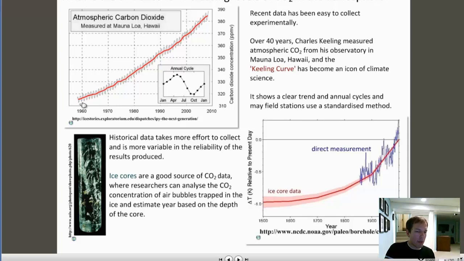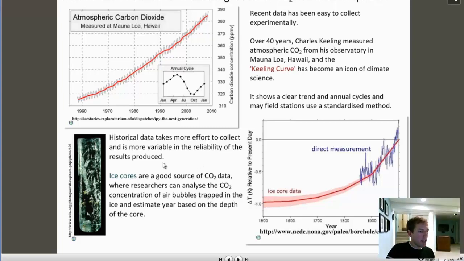But we can look back and see the carbon dioxide levels in the much more distant past. That's because when snow falls in places like Greenland and Antarctica, that snow will trap little bubbles of air. Those little bubbles of air will contain a representative sample of the mixture of gases on the Earth at a given point in time. So we can go and drill into the ice in places where the ice never melts, like Greenland and Antarctica, and pull up what are called ice cores.